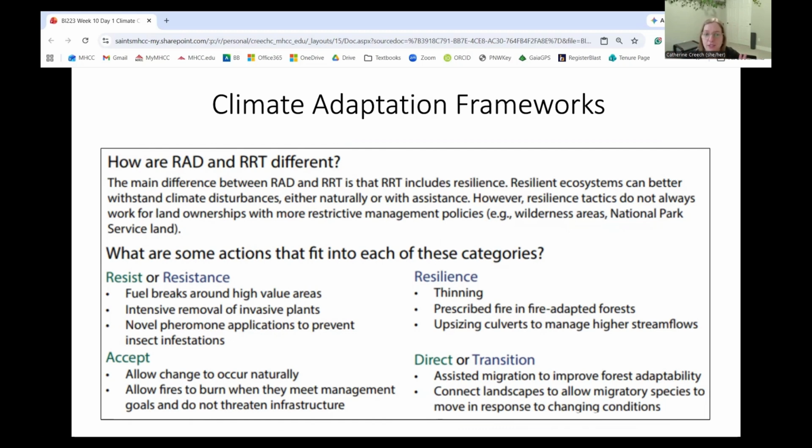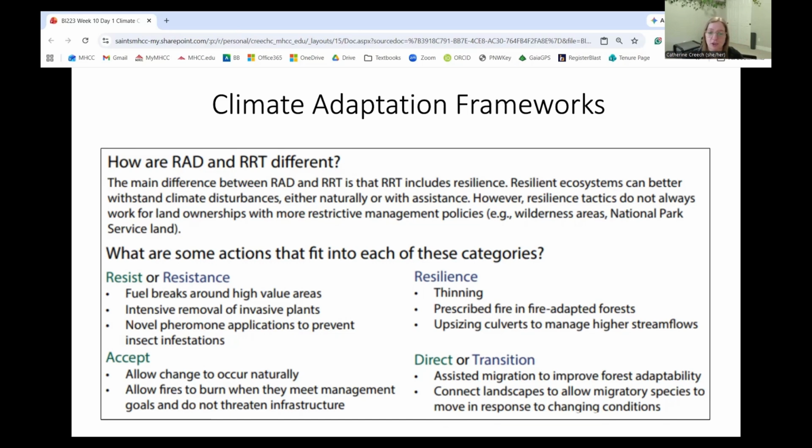How are these categories different? Let's see. What are some actions that fit into each of these categories? Resist or resistance is going to be trying to make fuel breaks so that we don't have such intense fires, remove invasive species, create ways to handle insect infestations that are not detrimental to other insects, like pesticides. We're going to avoid those and try and use pheromones or other novel attempts. So that's like setting yourself up to withstand disturbance.